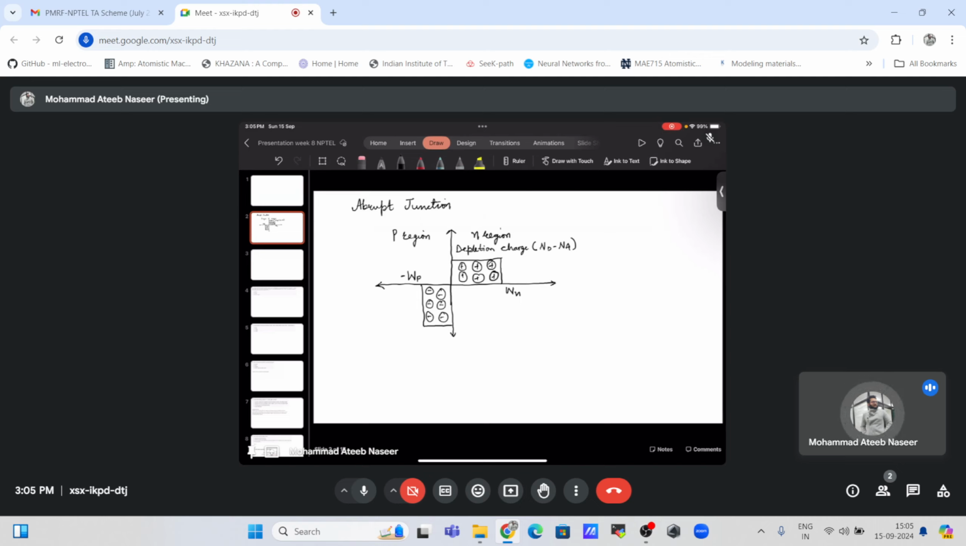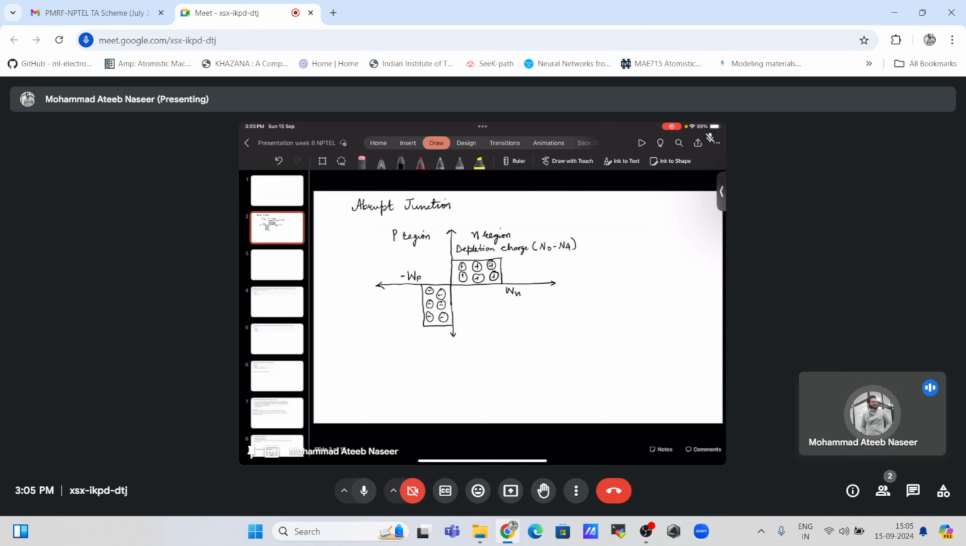What does this profile also signify? What we have drawn over here is that since the depletion region WP is less than the WN, it clearly shows that the material is more P-type. P-type doping is high as compared to the N-type doping. That's also being inferred from this depletion charge profile.